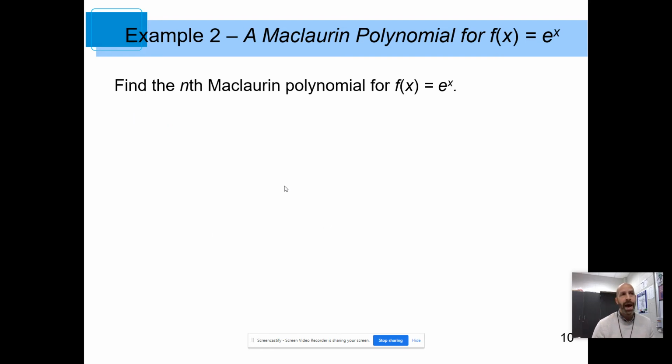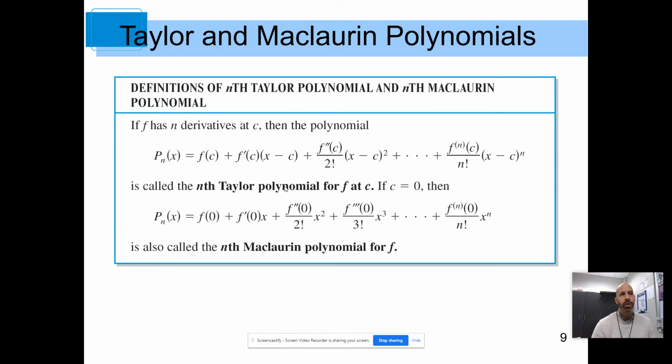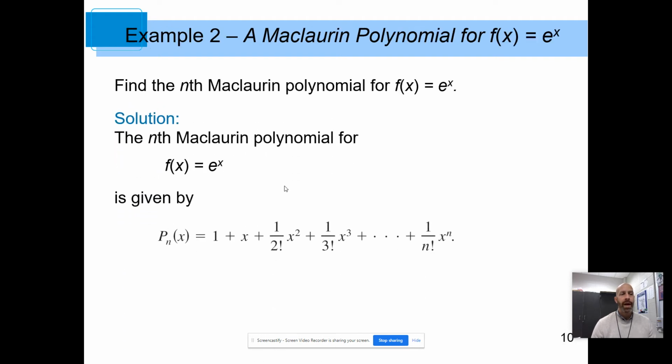Now let me go back to that previous slide and show you what we're talking about here. Look at the Maclaurin polynomial definition on the bottom, and you will see that the third term is f double prime of 0 divided by 2 factorial x squared. So you've got to make sure you put that 2 factorial on the bottom, and just to remind you, 2 factorial is just 2, so that'd be 1/2 x squared. Sorry about the bell. All the way through the nth term, which is going to be 1 over n factorial times x to the n.